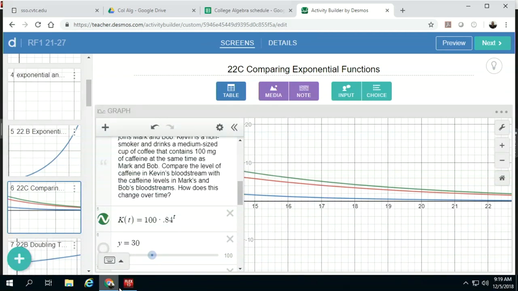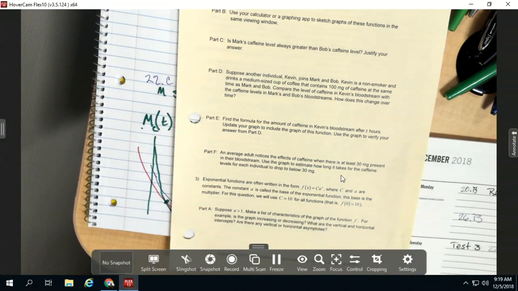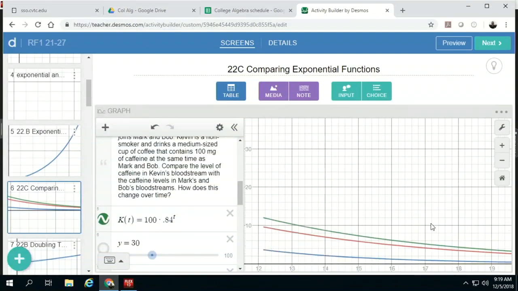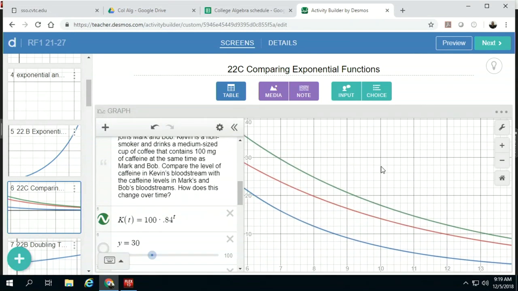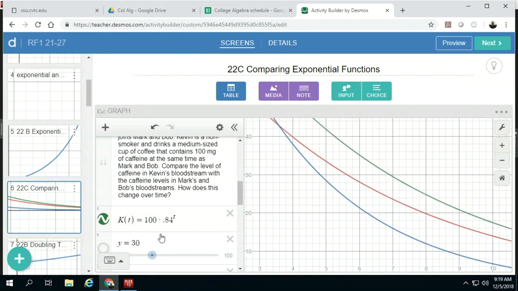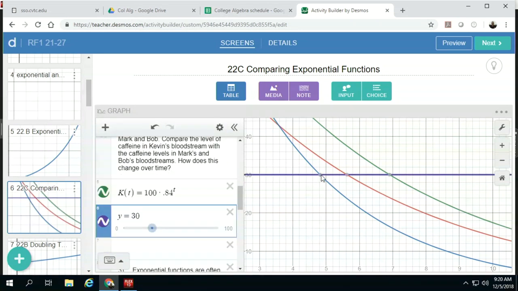Page 306. An average adult notices the effects of caffeine when there is at least 30 milligrams present in their bloodstream. How do you notice caffeine? That's not even a cup of coffee. But how do you notice caffeine? Heart rate increases, you stay awake, you get jittery.